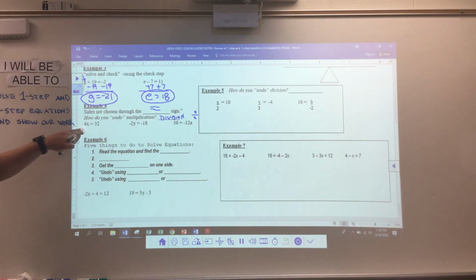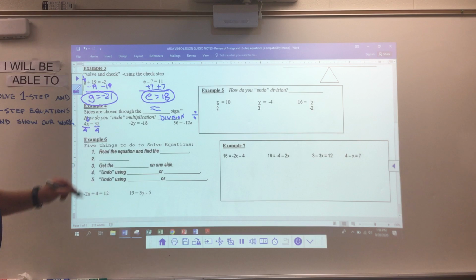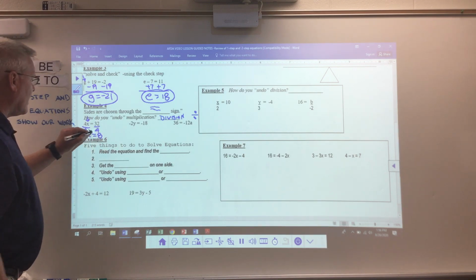So if we look at this equation, 4x is equal to 32. That 4 and x are multiplying with each other. That's really 4 times x. We still want to get that x by itself. How do we undo it? We're going to divide by 4. And we're doing that on both sides, so we're going to wind up with x is equal to 8. Check it real quick. I think that checks.